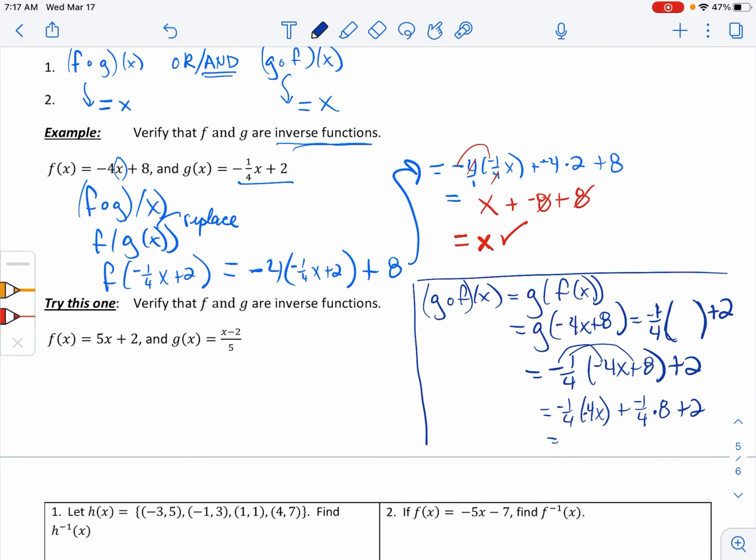So negative times negative is positive again. 1/4 times 4 is 1. So now I have x plus, if I take negative 1/4 times 8, I get negative 2 plus 2. Those cancel out, so I do, in fact, get x again. Okay.